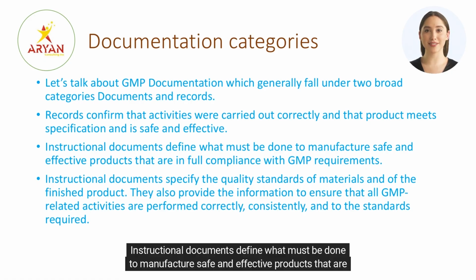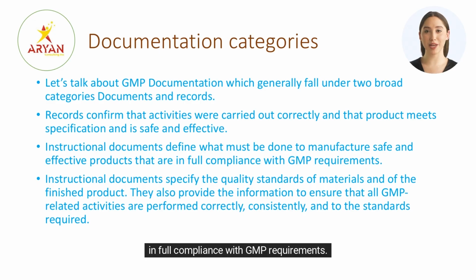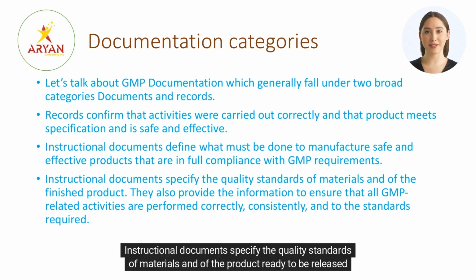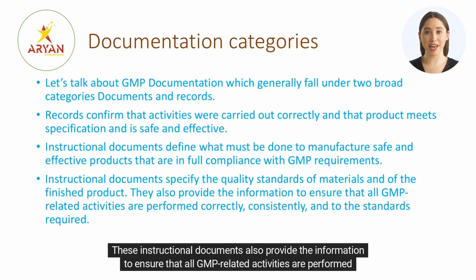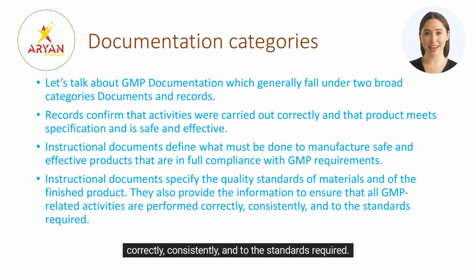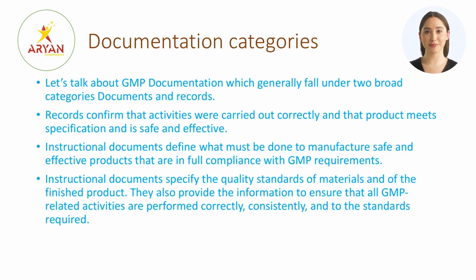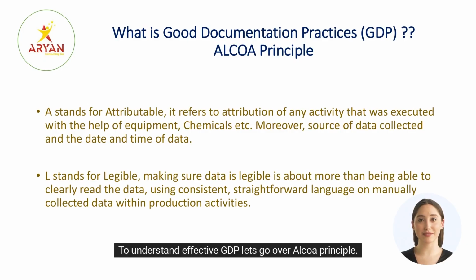Instructional documents define what must be done to manufacture safe and effective products that are in full compliance with GMP requirements. Instructional documents specify the quality standards of materials and of the product ready to be released to market. These instructional documents also provide the information to ensure that all GMP-related activities are performed correctly, consistently, and to the standards required. To understand effective GDP, let's go over the ALCOA principle.